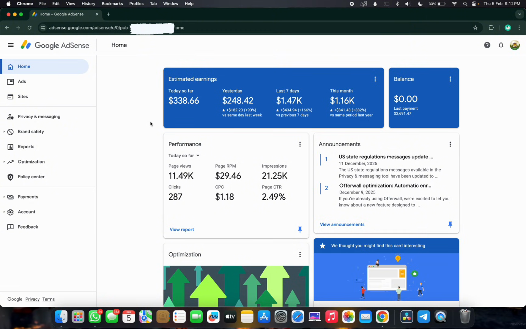It's a site that talks about health, so obviously the RPM is going to be high, and you can see even the amount of page views, and you can see the amount of clicks that was generated today.